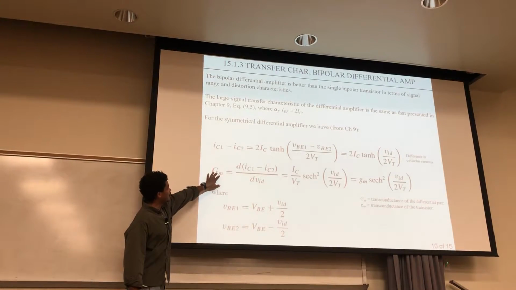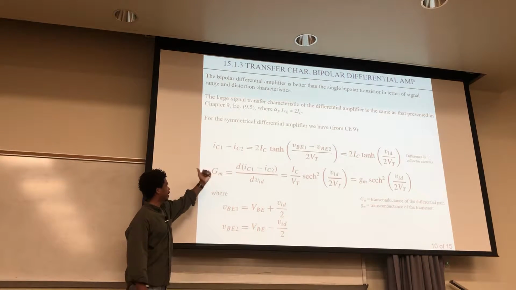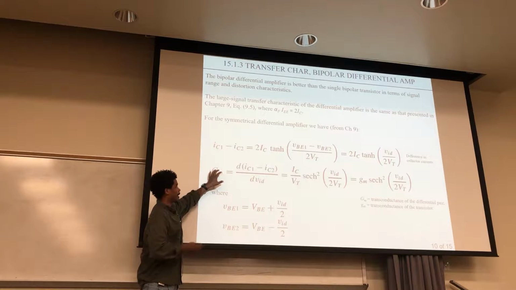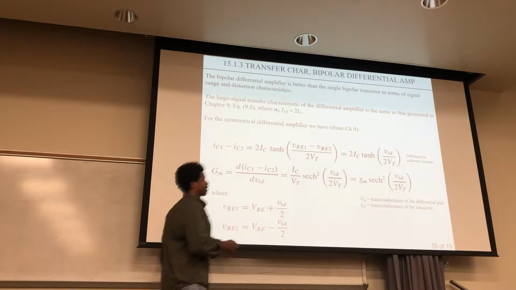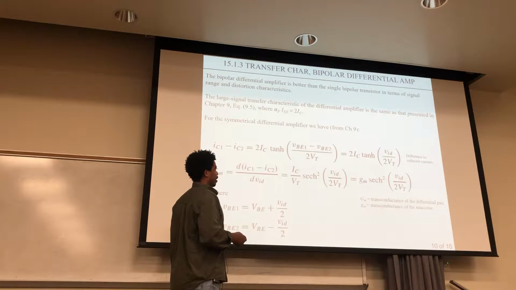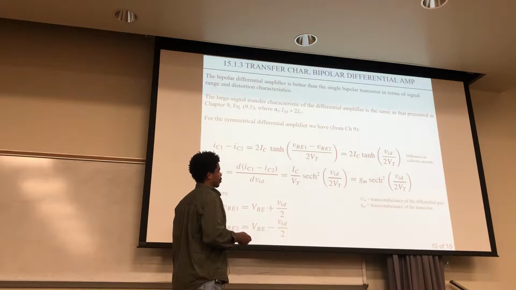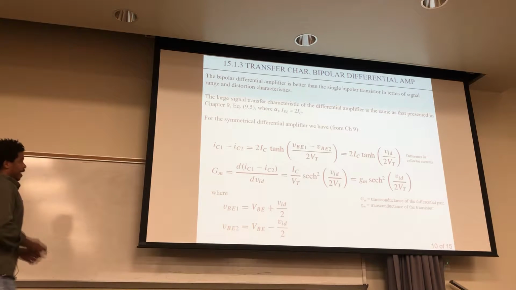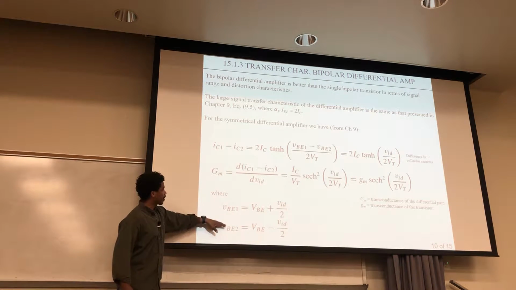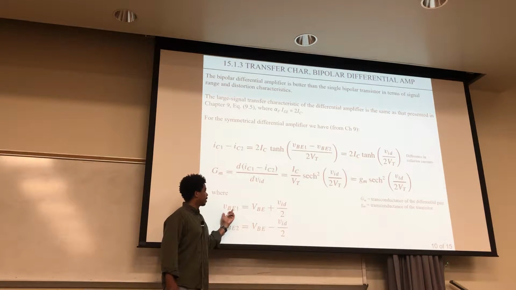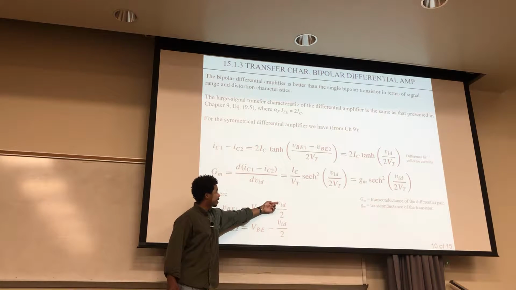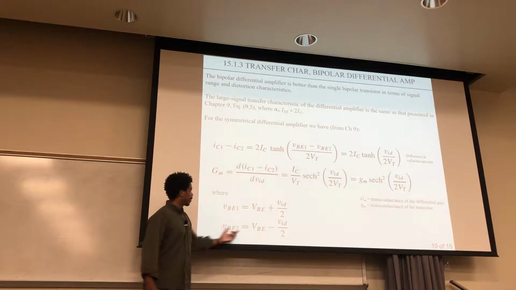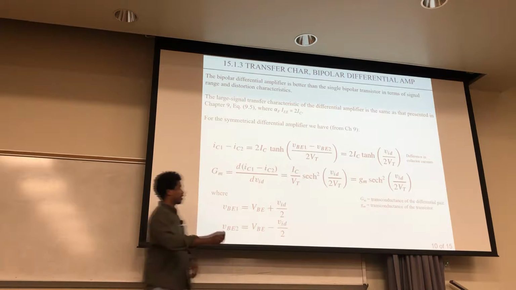This right here is transconductance. So we haven't seen this in this class, but in the last class, Digitron, that's the transconductance of the differential pair. GM is what we've been dealing with. That's the transconductance of a transistor. Okay, and these right here, these values, that's the VBE plus VID divided by 2. This right here, VBE minus VID divided by 2.